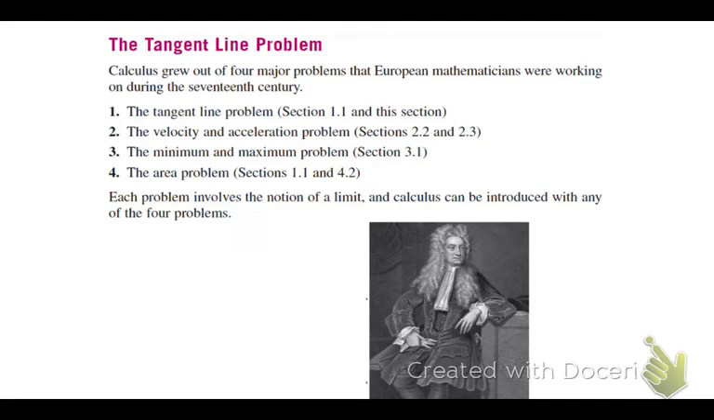Next to those, we're showing you where we're going to look at them. We looked at the tangent line in 1.1, and we're going to look at it in this section. Velocity and acceleration is 2.2 and 2.3. Minimum and maximum is 3.1, and the area problem is 1.1 and 4.2. But all of those problems are addressed in almost every section; those are just where you're introduced to them.